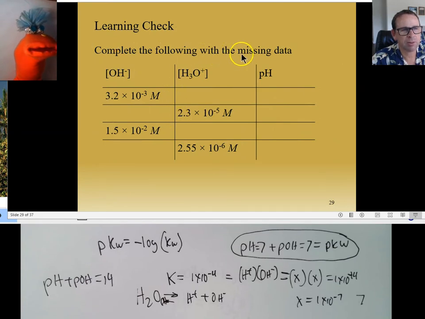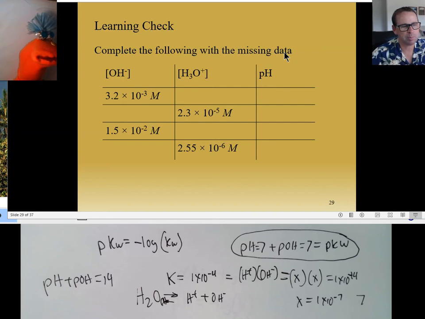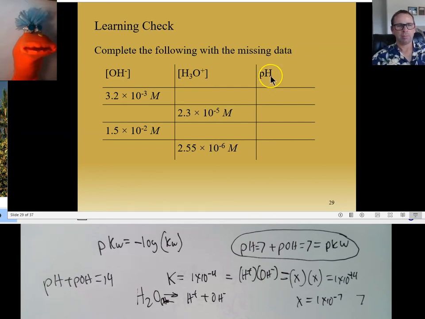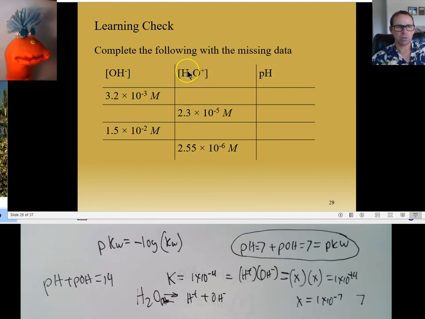All right. So, let's complete the following table. Let's fill in the missing data here. All right? So, again, there's a relationship between pH and pOH, and that is their sum is always 14. And there's a relationship between hydrogen ion concentration and pH. Do you know how to find the pH from the hydrogen ion concentration? The pH is the negative log of the hydrogen ion concentration. That's right. What about if I have the hydroxide ion concentration? Can I get the pH? I don't think so. Well, if I get the pOH, does that help me get the pH?